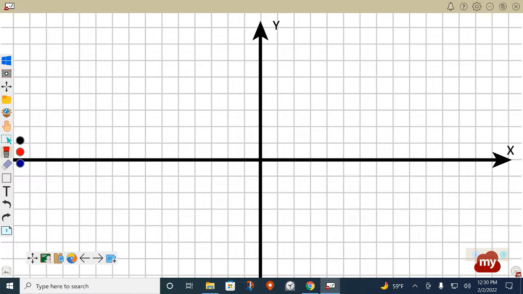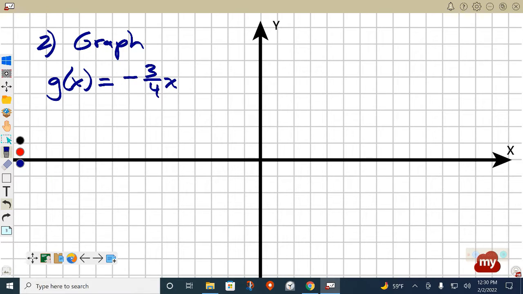All right. Graph g of x equals negative 3/4 x minus 5. G of x equals negative 3/4 x minus 5.